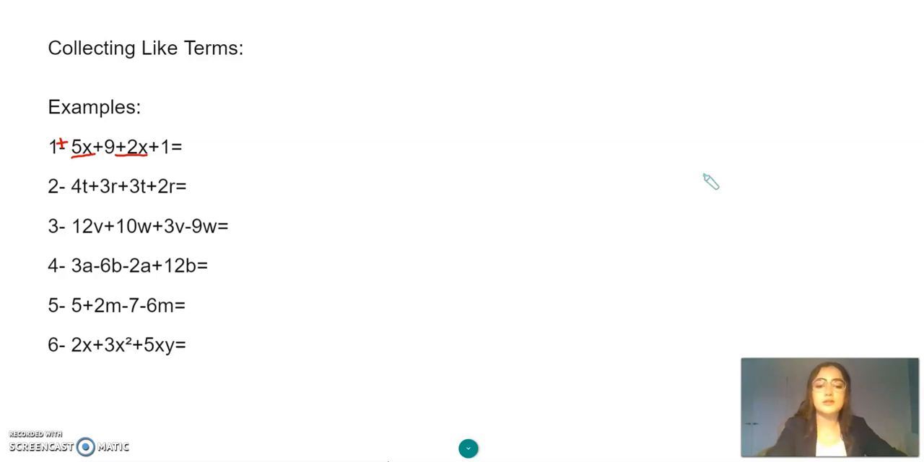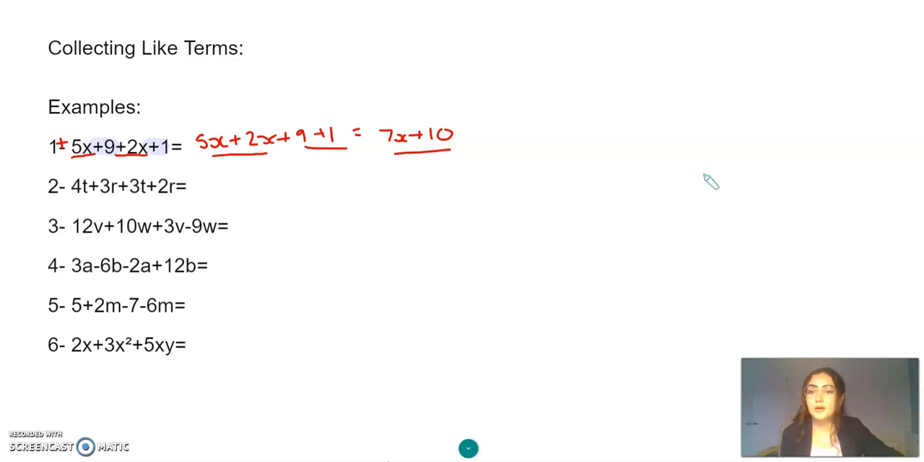And now let's switch colours. So we have our number terms. We have positive 9 and positive 1. So let's rewrite this so that it's a bit more clear and we have our like terms all together. So we have 5x plus 2x plus 9 plus 1. We can add this together to give us 7x, and we can add this together to give us 10. And that's our simplified form. We can't simplify it any more than that because we have different terms here. We have x and a number, so that's as far as we go.